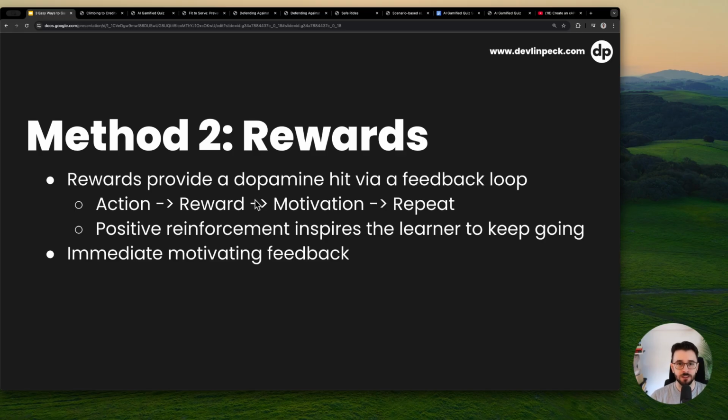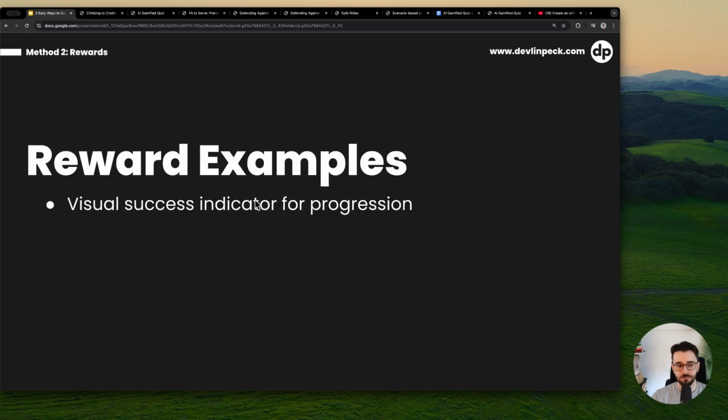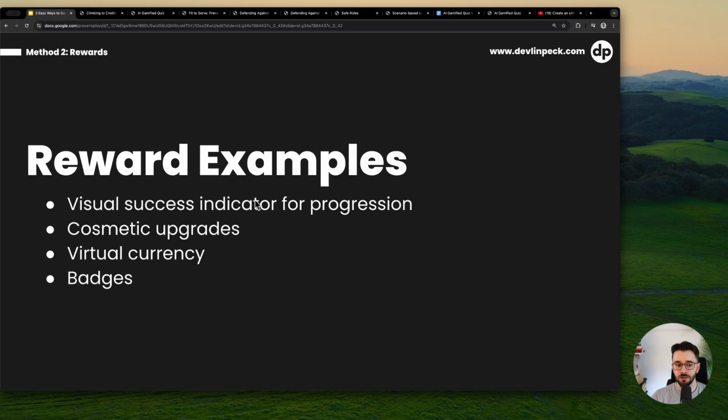So yeah, it's immediate feedback, right? It immediately lets us know that we did something well and right, and it encourages us to keep doing it. And generally, these rewards are collectible or progress-oriented. So we want to give learners the impression that they're building something or accomplishing something and making that forward progress. So we're going to look at some actual examples soon, but here are just some in text form. So a visual success indicator for progression, cosmetic upgrades, and we're going to take a look at some examples of that. Virtual currencies that they can spend in like a virtual shop, or badges to kind of signify that achievement.